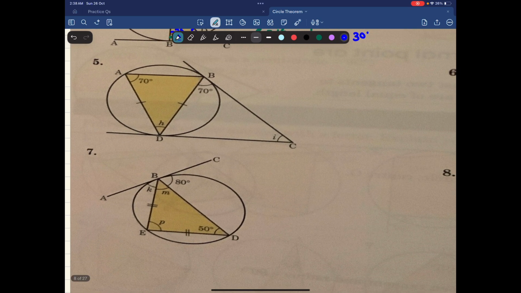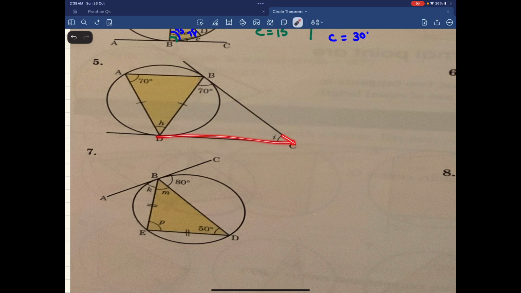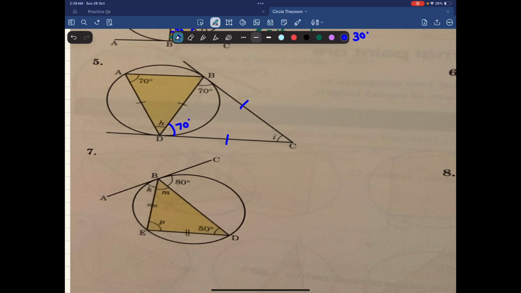Question number 5. Again, we have an external point C, with two tangents drawn to the same circle from this point, which means DC and BC are going to be equal, which makes BDC an isosceles triangle. So if angle B is 70, this is also going to be 70 degrees. So to find angle I, we are going to use the sum of interior angles of a triangle. So 70 plus 70 plus I is going to be 180. So I is going to be 180 minus 140. I is going to be 40 degrees.